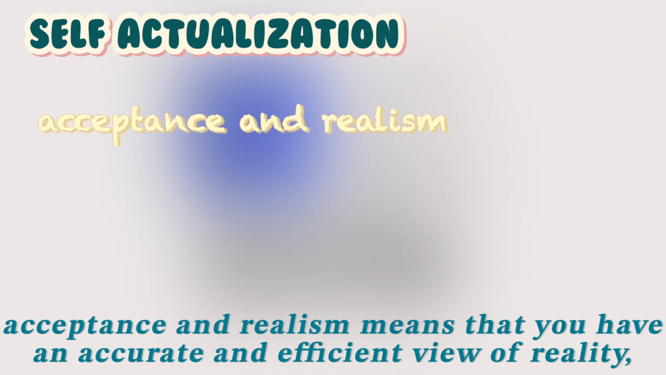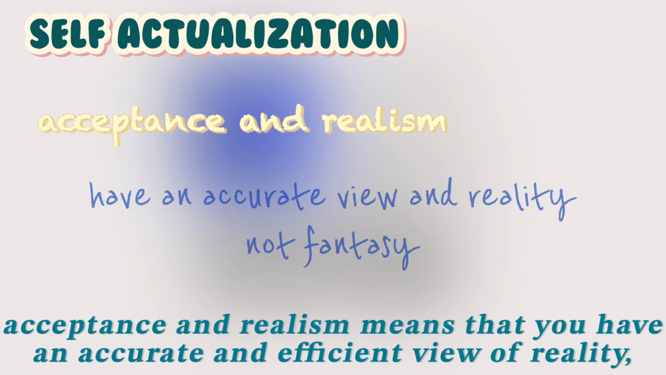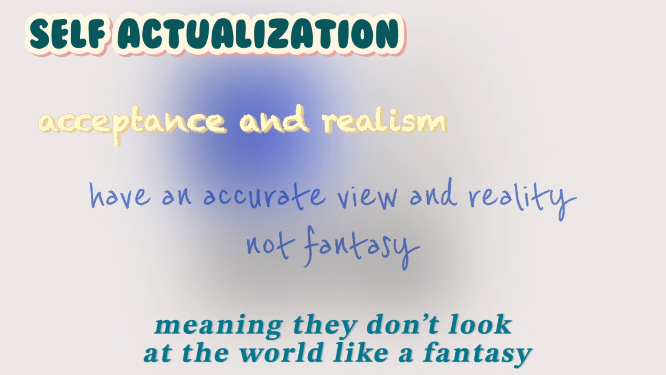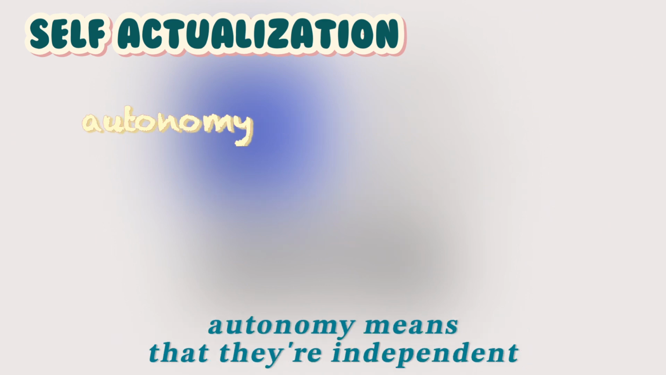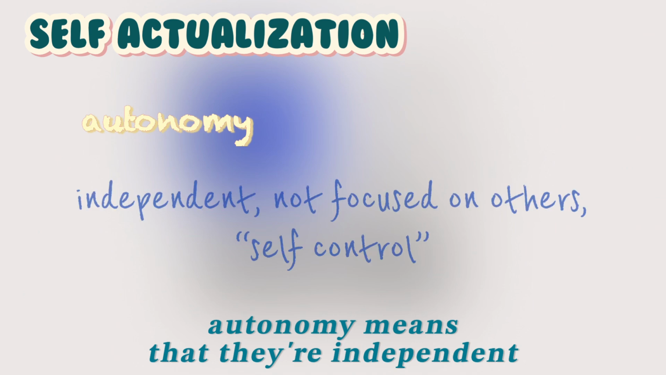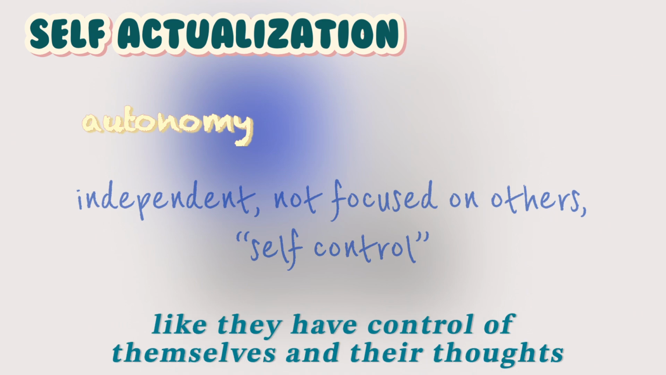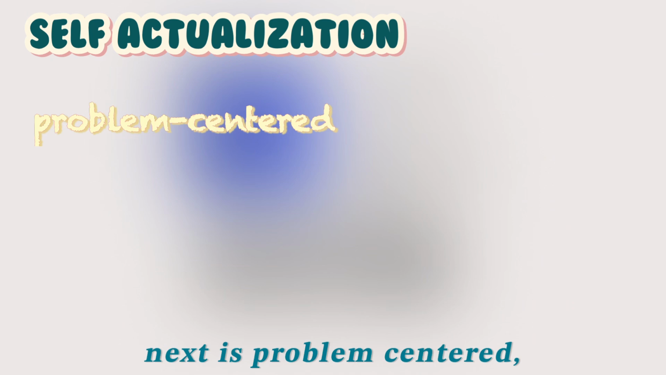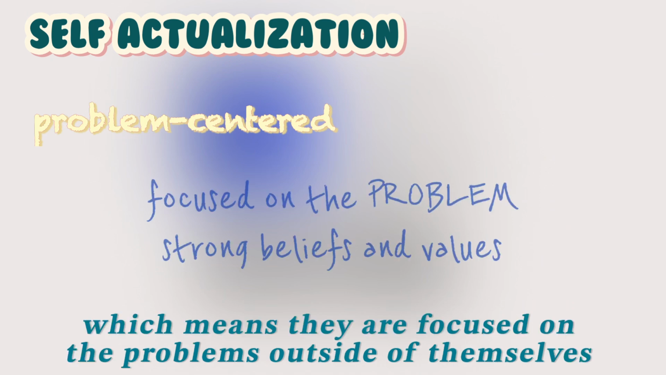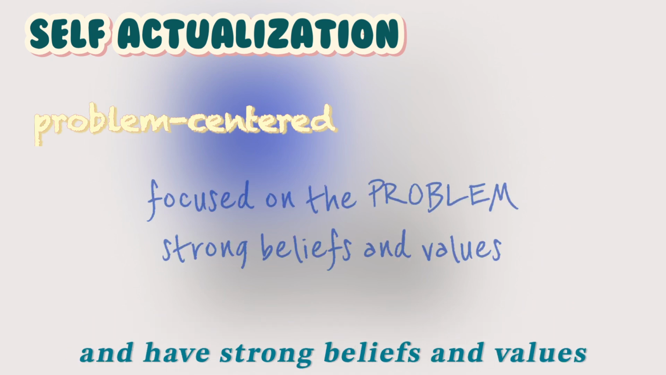Acceptance and realism means that you have an accurate and efficient view of reality, meaning they don't look at the world like a fantasy. Autonomy means that they are independent and are not super focused on other people's opinions, like they have control of themselves and their thoughts. Next is problem-centered, which means they are focused on the problems outside of themselves and have strong beliefs and values.